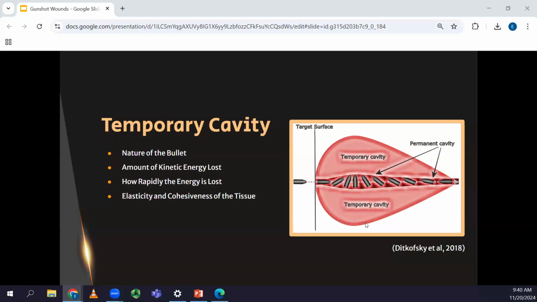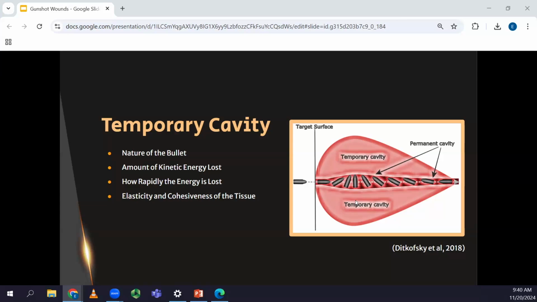A spleen could easily shatter and lead to very significant hemorrhaging without the bullet actually hitting the spleen. And that's just from the shock wave. So that's what we have to consider, the trajectory of the bullet and what's adjacent to that area. In general, when we're thinking about the temporary cavity, we're thinking about the location, the size, and the shape of the temporary cavity, and that could be impacted by the nature of the bullet.